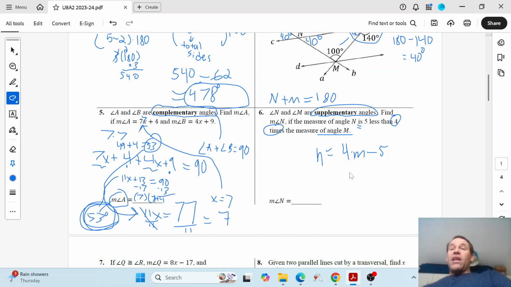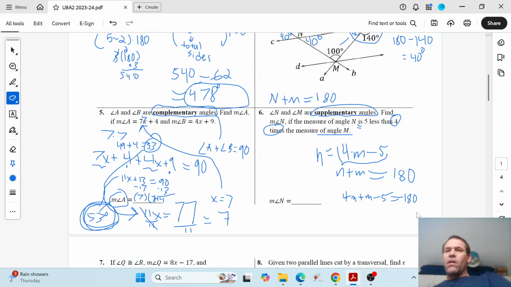And then we also know that N plus M equals 180. Is that enough information for you? Try this one on your own. So you could just substitute this in for N now. So this whole thing is going to go there into N. So 4M minus 5 plus M is equal to 180. And so we want you to solve for M first, then plug it back in to get N.